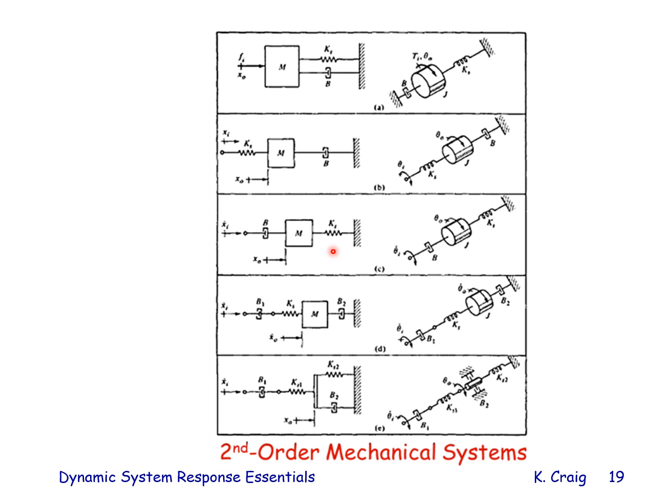Like for first order systems, here are some pictures of second order mechanical systems with springs and dashpots and masses. And you can take a look at this and look at the translational version as well as the rotational version.